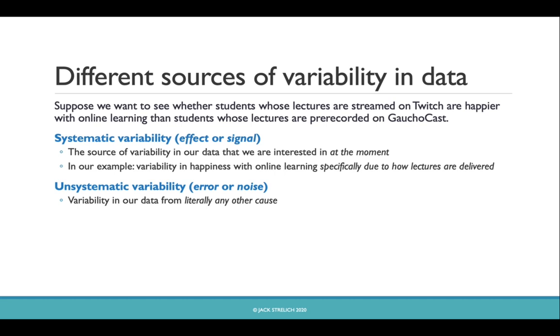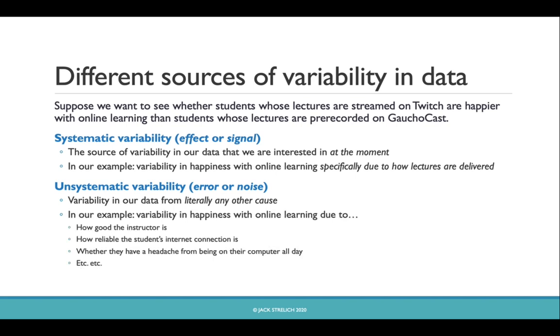Unsystematic variability, also called error or noise, is variability in our data from literally any other cause. So, in this example, our unsystematic variability would include variability in happiness with online learning due to how good the instructor is, how reliable the student's internet connection is, whether they have a headache from being on their computer all day, and on and on and on. Notice when we discuss systematic variability, I say the source that we're interested in at the moment. This is because if we change our research question or expand our research question, certain sources of variability may become systematic. They may become something that we're interested in.